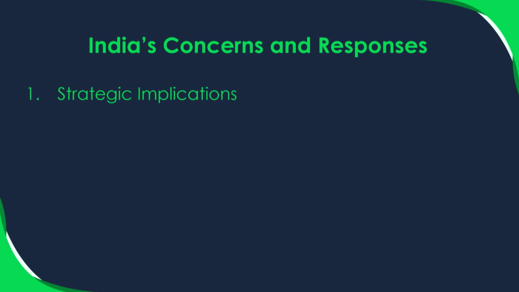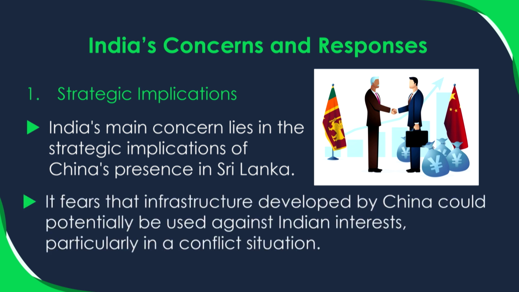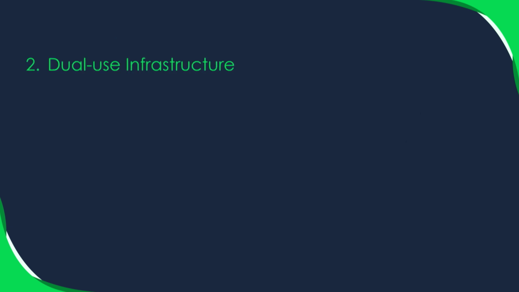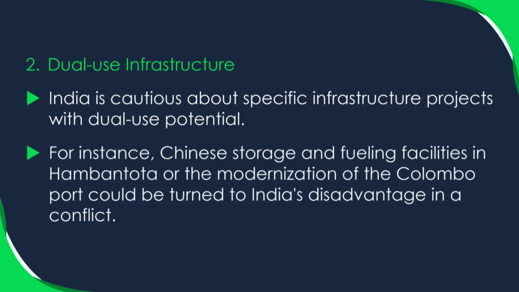India's concern and responses. Strategic implications. India's main concern lies in the strategic implications of China's presence in Sri Lanka. It fears that infrastructure developed by China could potentially be used against Indian interests, particularly in a conflict situation. Dual use infrastructure. India is cautious about specific infrastructure projects with dual use potential. For instance, Chinese storage and fueling facilities in Hambantota or the modernization of the Colombo port could be turned to India's disadvantage in a conflict.